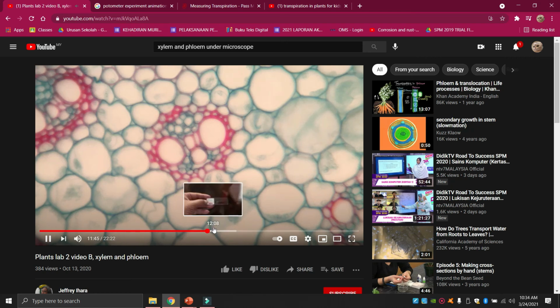Medicago stem, typical of a non-monocot. So this is Medicago, a eudicot. It's an herbaceous stem.